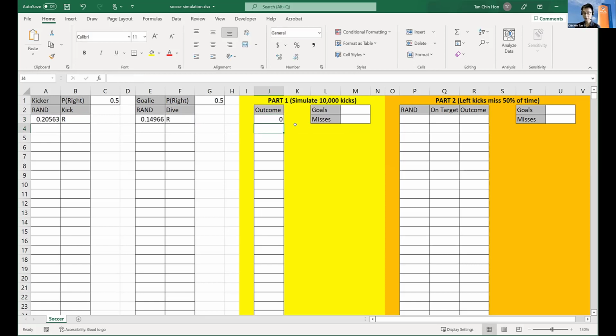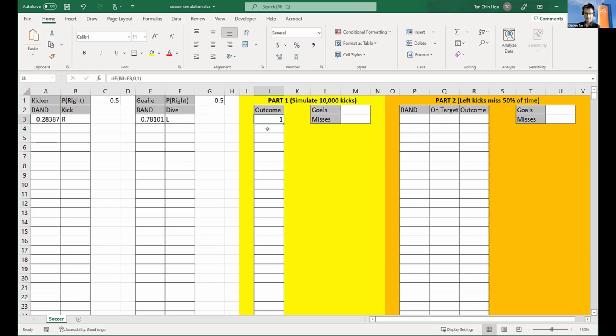Okay, and so we can do a quick check now. In this particular instance, we kick to the right and the goalie dives to the right, so there's no goal. Let me press F9 again, so we generate a new set of random numbers. In this case, we kick to the right and the goalie dives to the left, and so under this situation there is going to be a goal. You can do this many times to simulate this whole procedure.